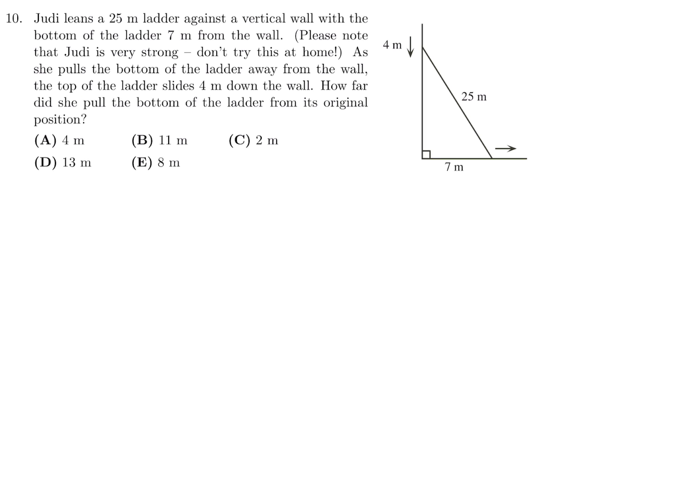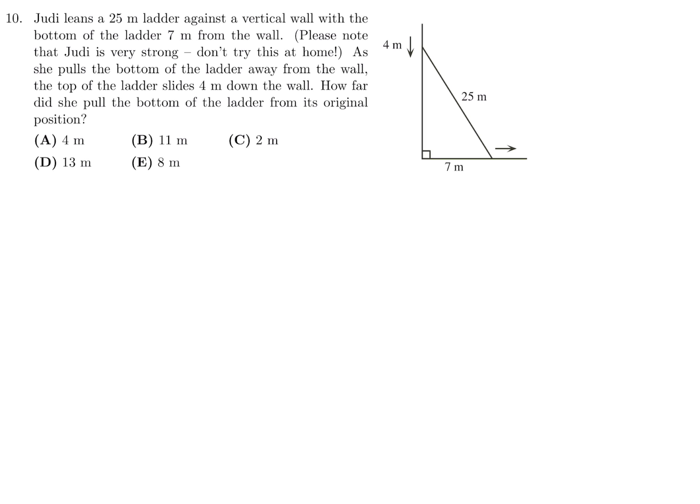Judy leans a 25-meter ladder against a vertical wall with the bottom of the ladder 7 meters from the wall. Please note that Judy is very strong. Don't try this at home. As she pulls the bottom of the ladder away from the wall, the top of the ladder slides 4 meters down from the wall. How far did she pull the bottom of the ladder from its original position?